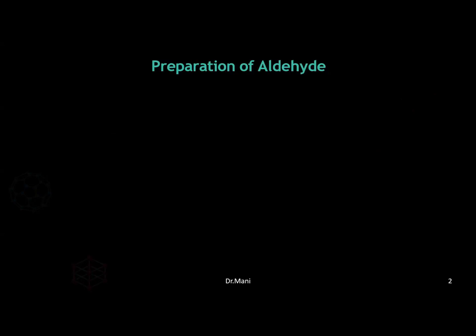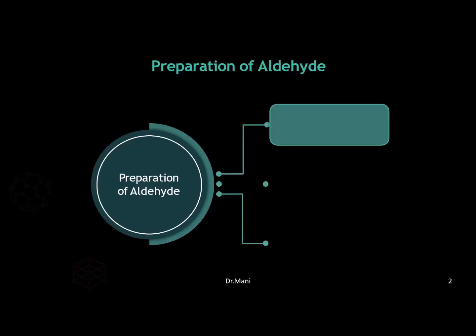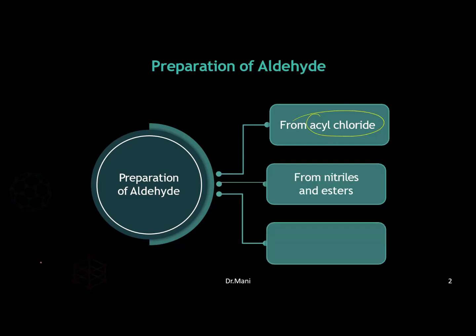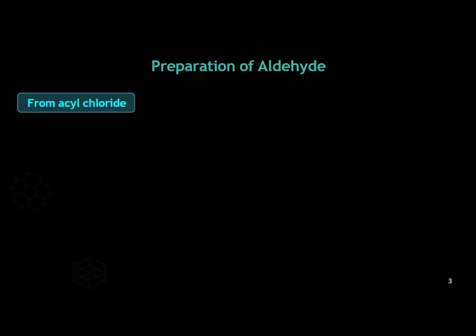So let's see the preparation of aldehydes. You can prepare the aldehydes using the acyl chloride. We'll see what this acyl chloride is. You can also do it from nitriles and esters, and from aromatic hydrocarbons. So these are the three different ways by which you can prepare aldehydes. Let's see the first one, from the acyl chloride.